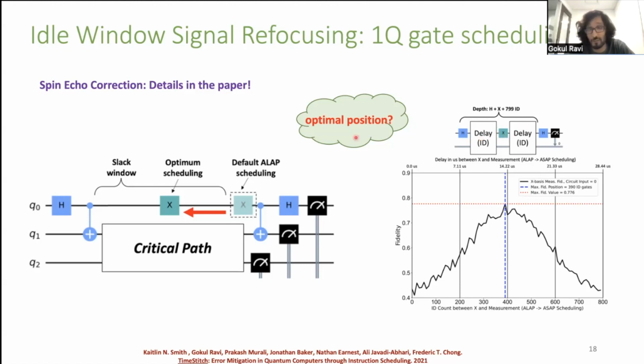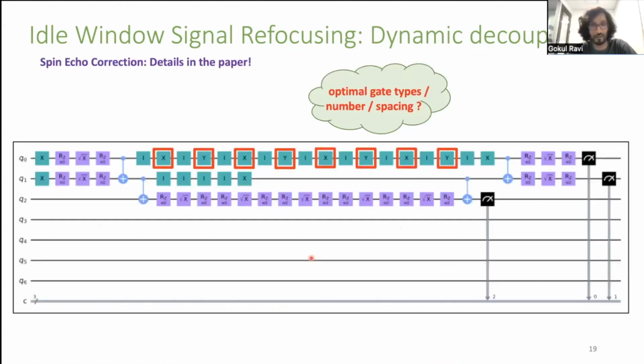But finding this optimal position is more challenging when you have a complex circuit, which can have, say, tens of qubits, because there are also other factors like crosstalk affecting it, right? So it's tough to find this optimal position. And it's also dependent on the state which is entering that particular idle window and so on. So it's a challenge, which is what we're going to be addressing.